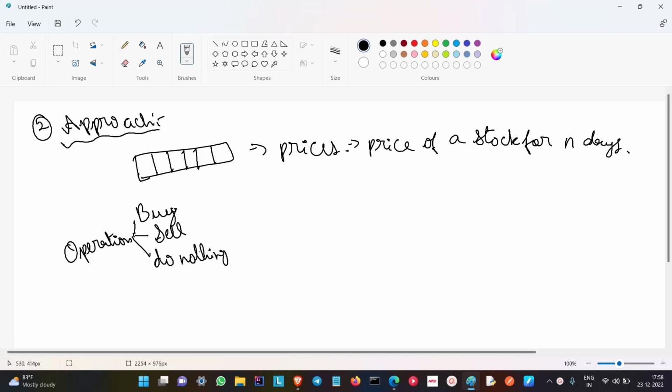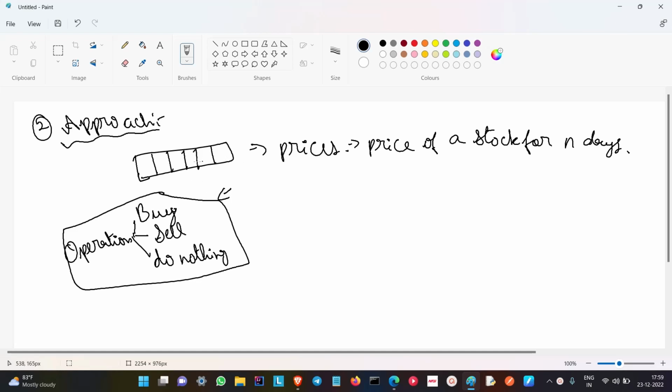So these are the three states or operations that we can perform for any day. This is the core logic we are going to use. So how can we use these operations to determine the answer?